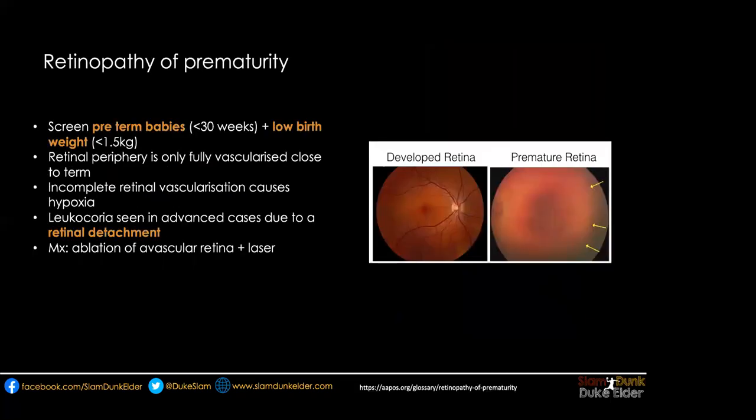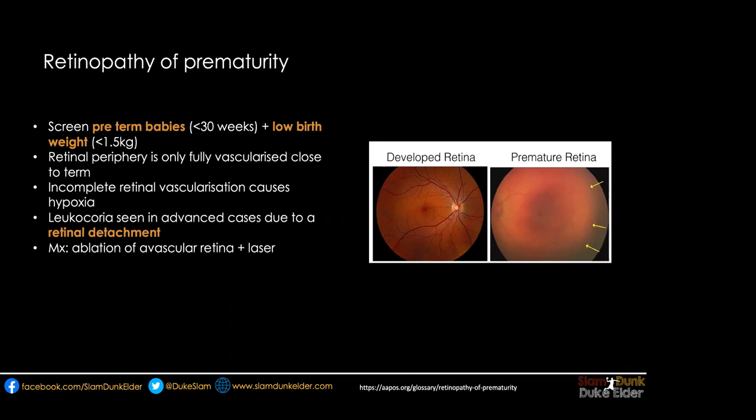So another cause of your white pupil is retinopathy of prematurity. This is particularly common in young or preterm babies and babies with low birth weight. During development in utero, your retinal periphery develops quite late on.